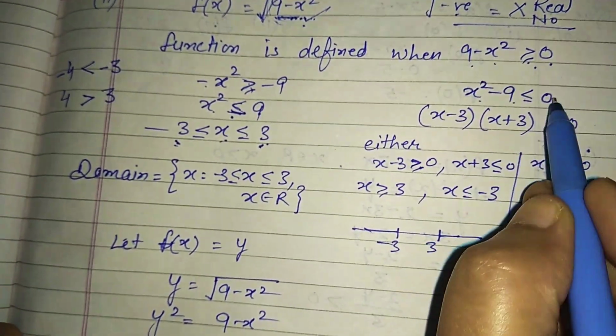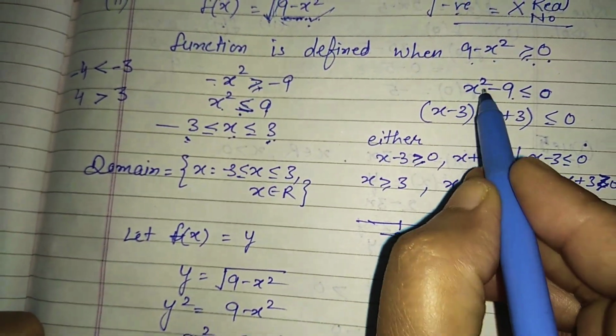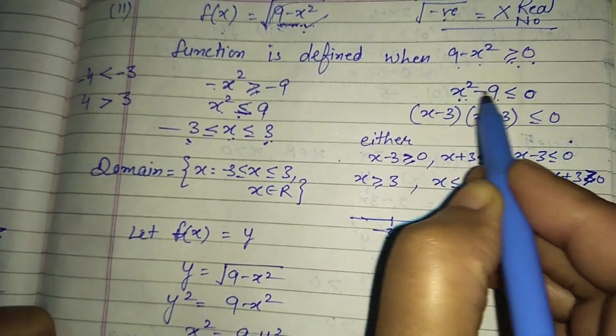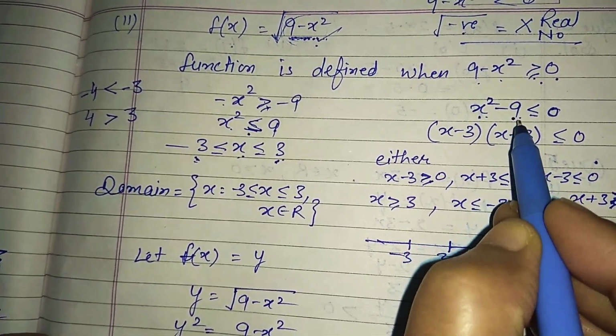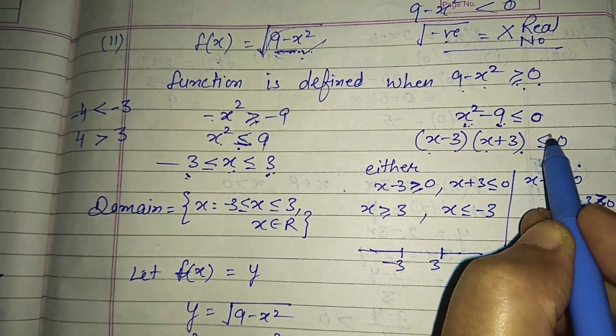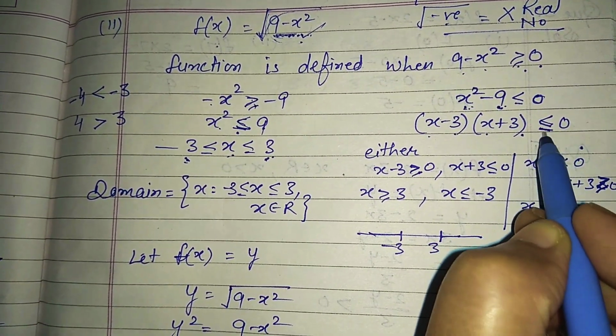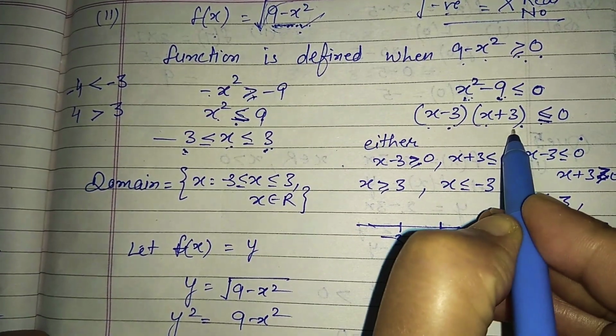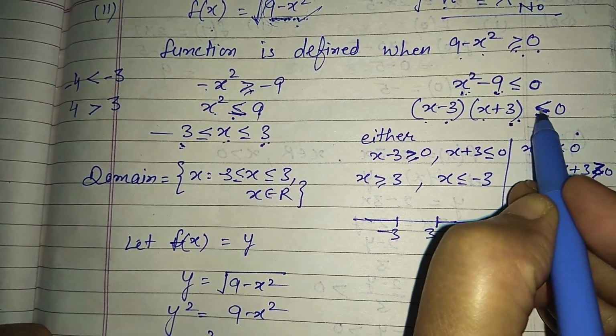If x square minus 9 is less than or equal to 0, then what are the factors of this? This is x square, this is 3 square, so a square minus b square is (a minus b) into (a plus b). If this is equal to 0, then we can write either this is equal to 0 or this is equal to 0, but this is a less than sign.